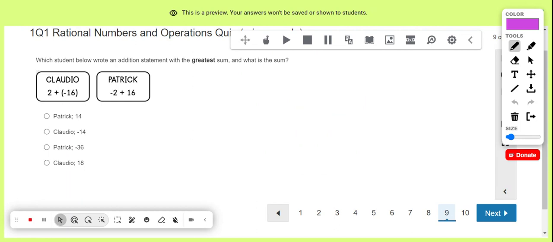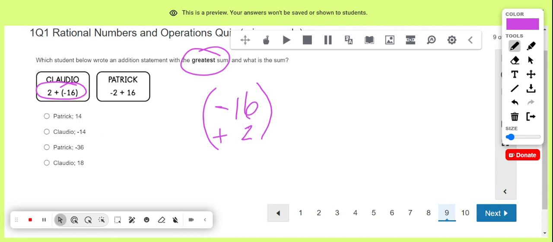Almost done here. Number 9. Who had the greatest amount? So look at the two expressions. We have negative 16 and positive 2. These are going in different directions. One's going positive, one's going negative. So you're going to subtract these numbers.